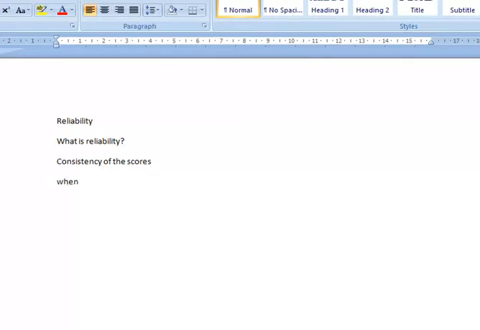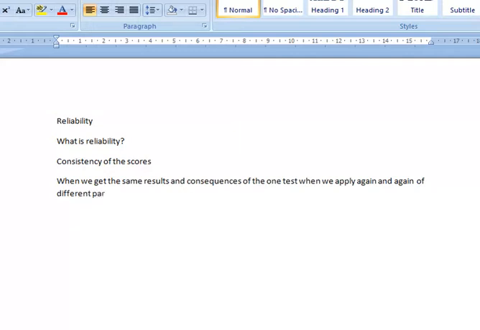When we get the same results and consequences of one test when we apply it again and again on different participants at different times with a suitable time interval, this is called reliability.